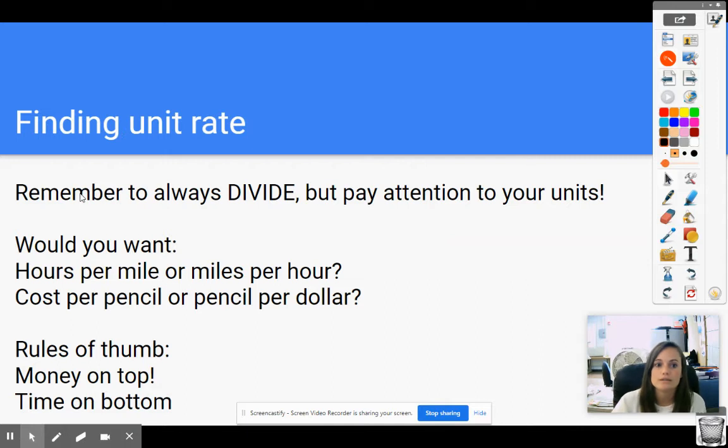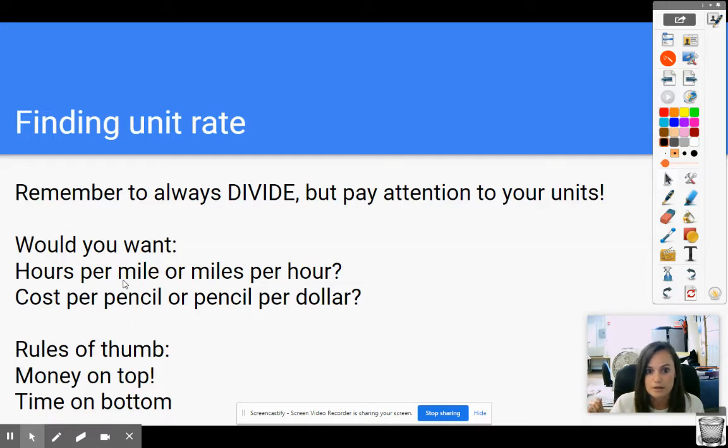So for finding unit rate, you want to remember to always divide, but you have to pay attention to the units. So for example, if I have hours and miles, you have to say to yourself, do I want miles per hour or hours per mile? Which one do we say in the real world? We always say miles per hour.